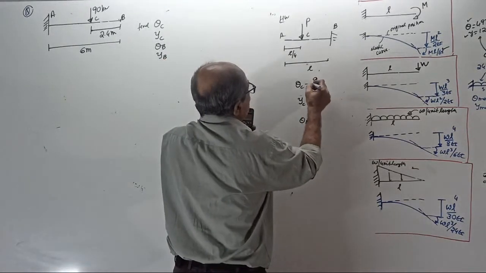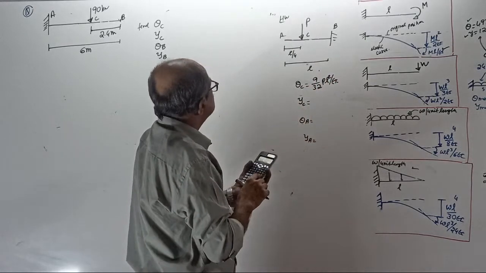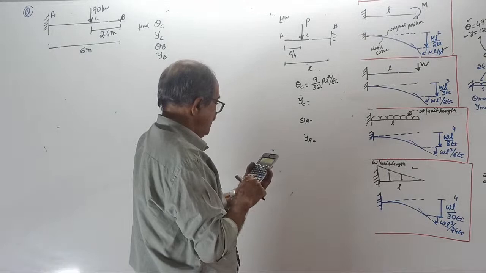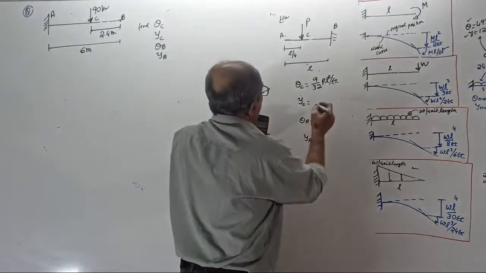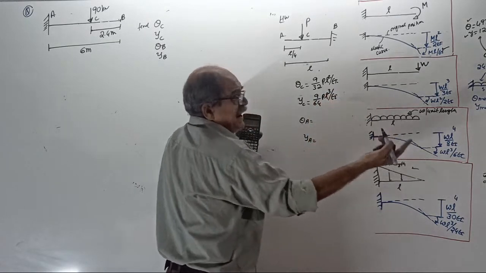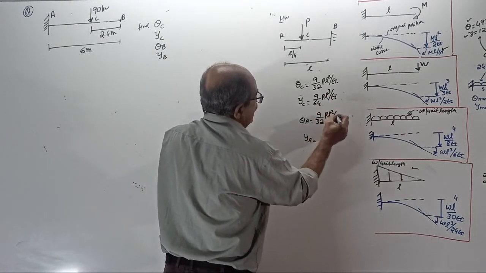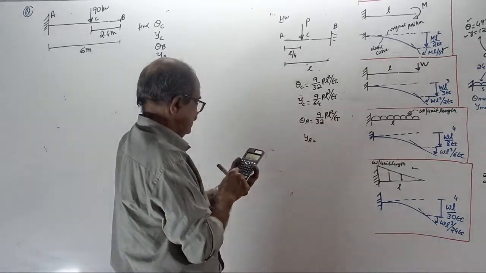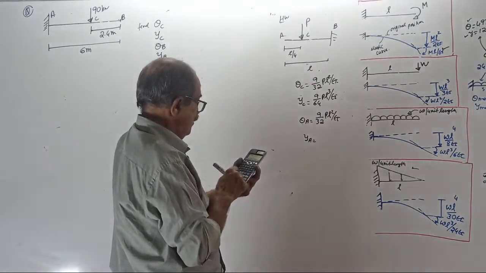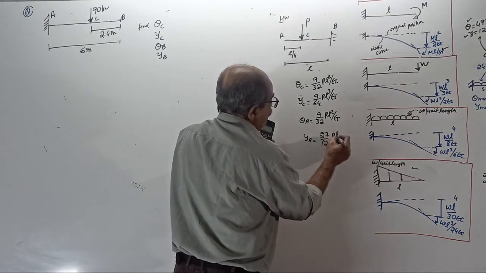Slope is 9 by 32 PL square by EI. Deflection is 9 by 64 PL cube by EI. If wrong, I'll correct it. Let me know. Slope at A is the same, 9 by 32 PL square by EI. Deflection here is 27 by 128 PL cube by EI.